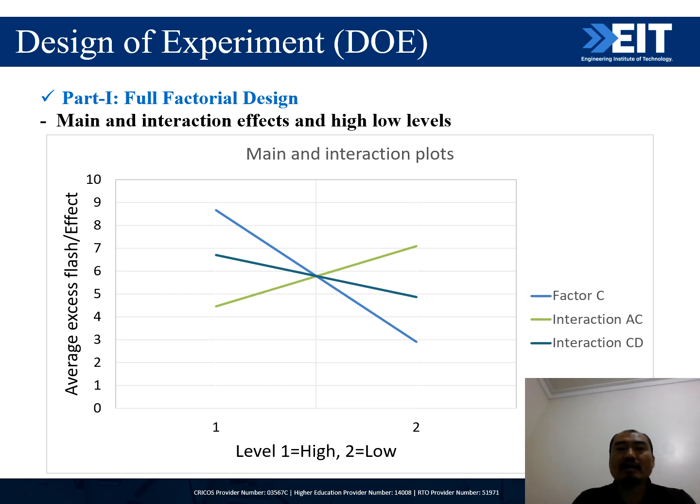And for the full factorial design, we have main and interaction effects. Through this main interaction plot, we can understand that the factor with the highest slope will have the maximum impact, and those with lower slopes will have lesser impact.